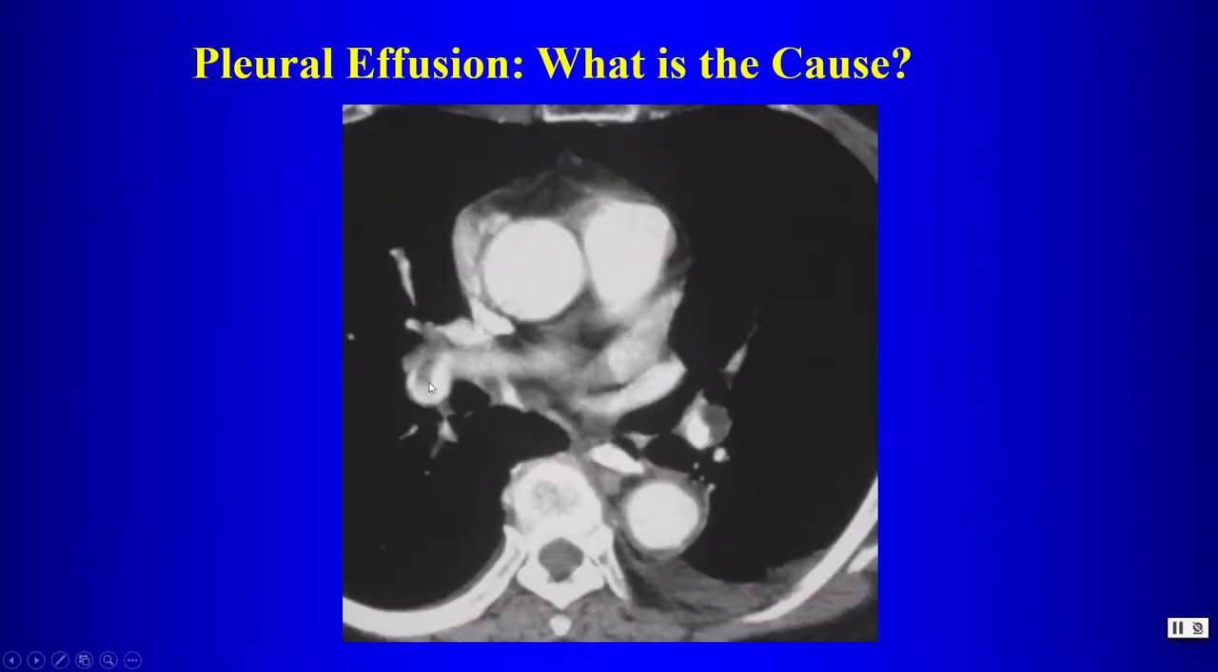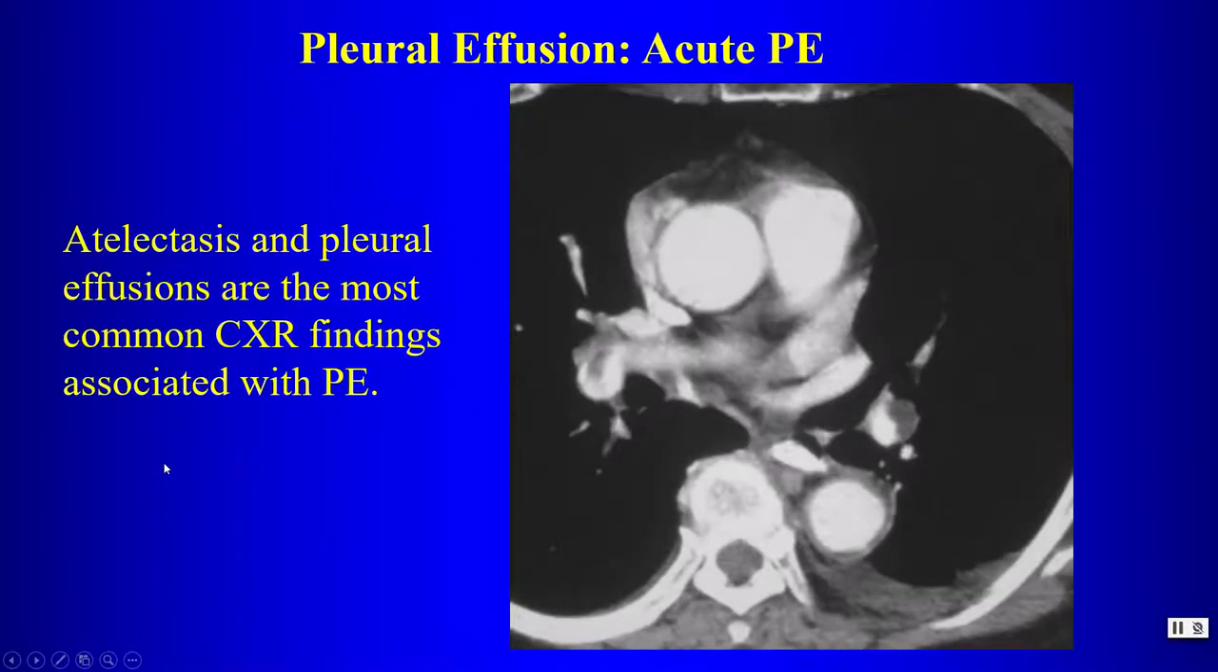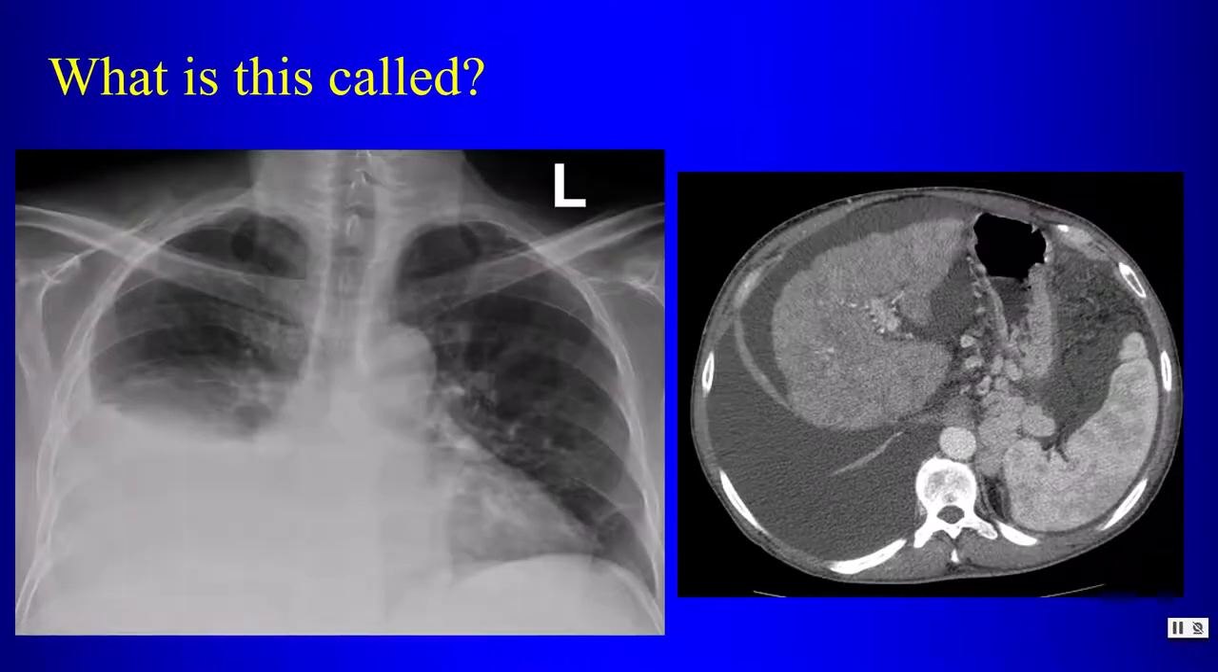Here's a patient with pulmonary embolism, and it's common to have pleural effusion also associated with pulmonary embolism. So atelectasis and pleural effusion are actually the most common chest radiographic findings associated with pulmonary embolism.